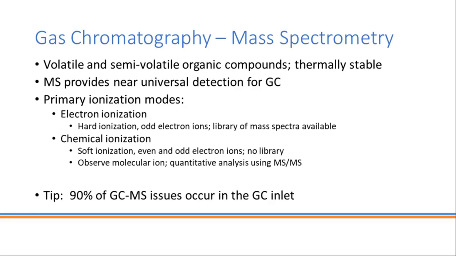Second to electron ionization is chemical ionization. This is a bit softer. It can create even and odd electron ions. As I said, there's no library. The main advantage here is that whereas when we blow the thing apart with electron ionization, with chemical ionization, we often observe this molecular ion, so that we see a signal at the mass to charge ratio that roughly corresponds to the molecular weight of our molecule.